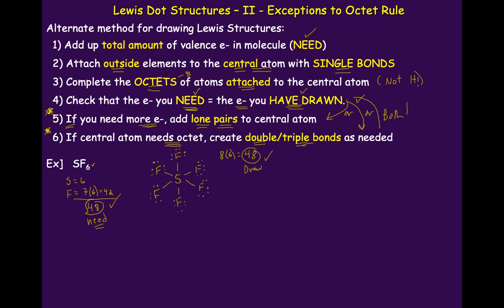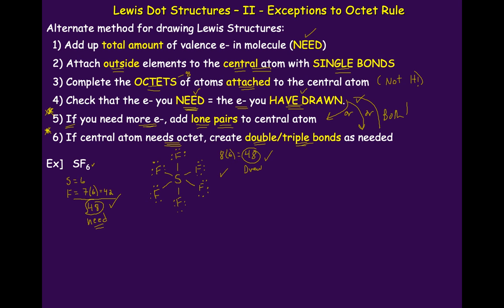All right. So I don't need to do step 5 or step 6 because I'm satisfied, right? Sulfur has what it needs, right? It needs an octet. It does. It's sulfur. Sulfur needs an octet or more, okay? Because it's in period 3. All right. And I have enough electrons. So this becomes the structure.